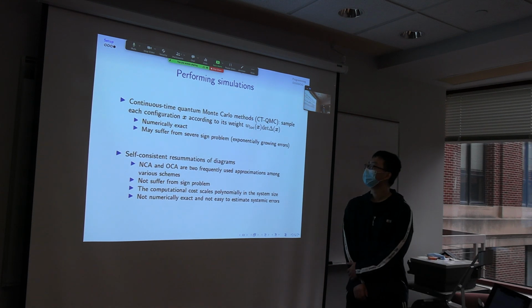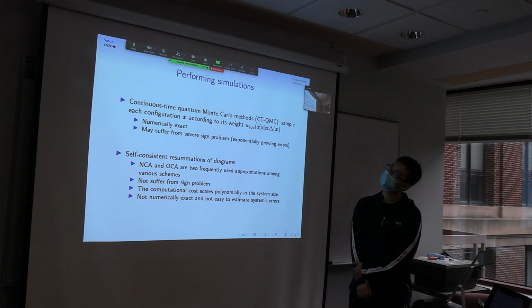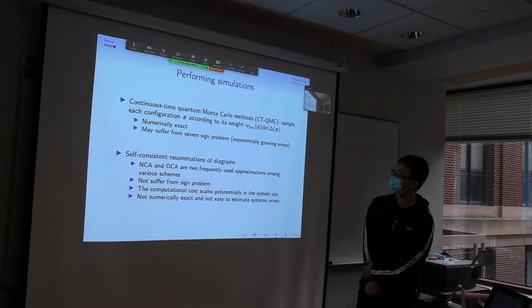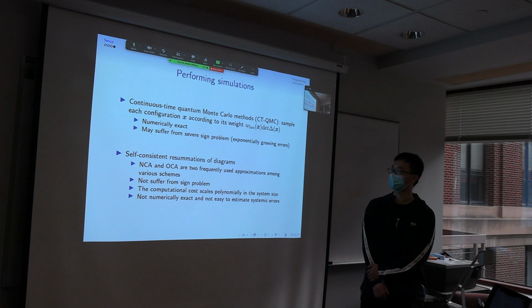So there are mainly 2 methods to perform the simulations. The first method is CT-QMC. We sample each configuration according to its weight, W local times the determinant of delta. This method is numerically exact, but it may suffer from a severe sign problem, leading to exponentially growing errors.